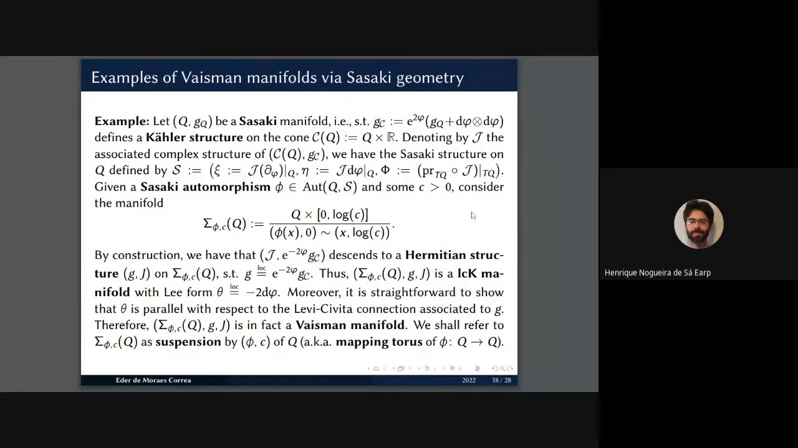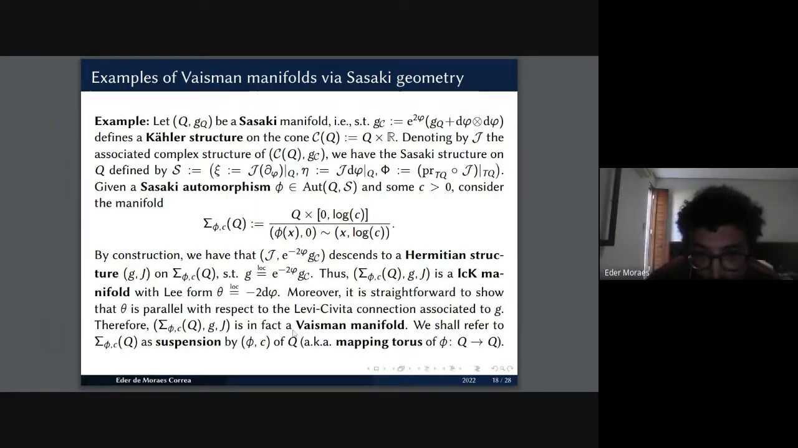Right. So this construction is also known as a mapping torus, if you think about algebraic topology, a mapping torus associated to the Sasaki automorphism. This type of manifold will be important because, as we shall see, every compact Hermitian Weyl-Einstein manifold, up to isomorphism, is described in this way.